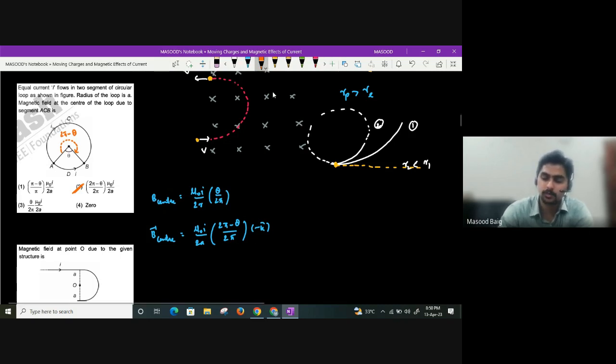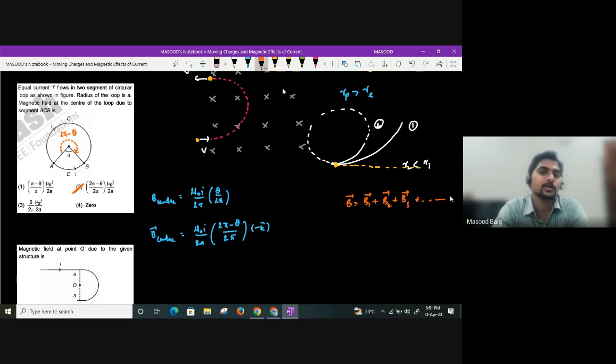As I said before, magnetic field follows the principle of superposition. If I want to find the magnetic field at any point, guys, it will be the vector sum of the magnetic field due to all the current carrying elements present in the system. Just like electric field. The electric field at any point will be the vector sum of the electric field due to all the charges present in the system. In the same manner, the magnetic field at any point will be the vector sum of the magnetic field due to all the current carrying elements present in the system, guys.